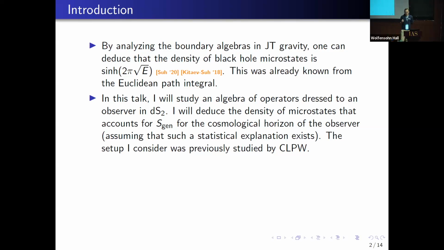So in this talk, I will deduce the density of the microstates that accounts for the generalized entropy for the cosmological horizon of the observer, with the caveat that we assume that some version of de Sitter holography is true. And the setup that I consider was previously studied by the authors Chandrasekaran, Longo, Pennington, and Witten, and I'll describe a bit later what exactly I'm doing and how it differs.